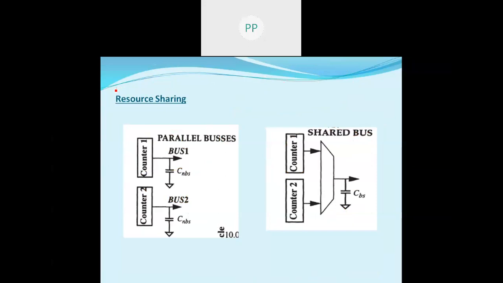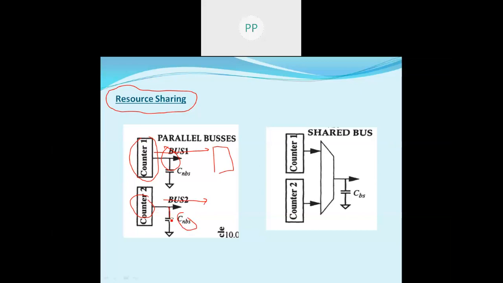Okay, another technique is resource sharing. This is explained with the help of two examples. You can see that in the first example there are two counters, and the counter output is being transmitted to some another unit. So here the sequences are being transmitted to another unit through the system bus, you can say. And this is counter 2. So for counter 2, again the sequences are to be transmitted over different system bus lines.